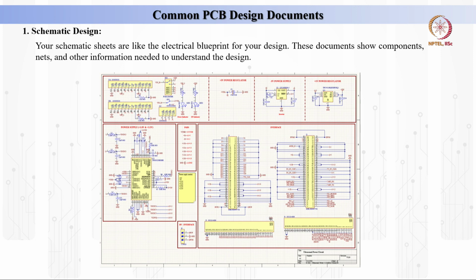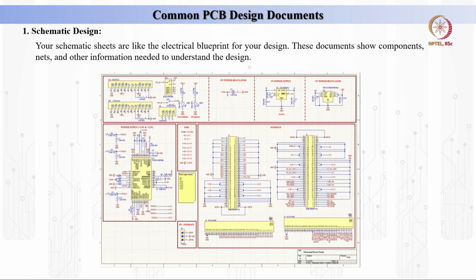So this schematic design is similar to a blueprint for your building. So before you build a building, you make the drawings, architectural drawings in your blueprint. So this is the electrical equivalent of it. So you draw your designs and connections between multiple components in your schematics, and then you translate them into a physical PCB. Now these documents, what do they contain?